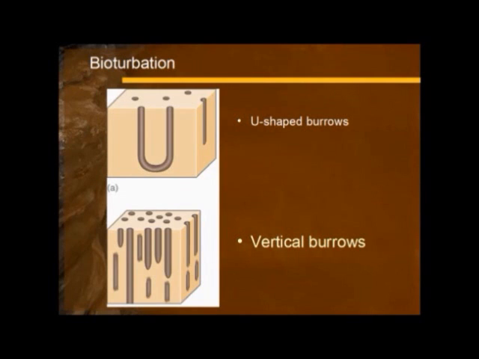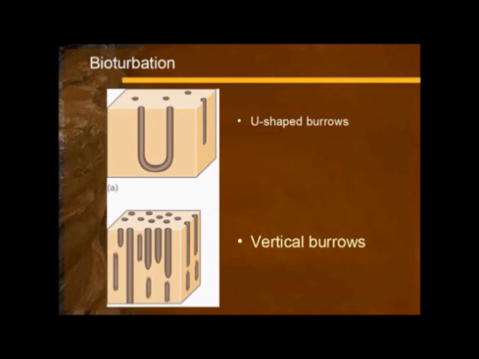Some of the variety of shapes that can be formed by bioturbation. We have U-shaped burrows, we have vertical burrows. These vertical burrows are called Skolithos. These involve a variety of behaviors from creatures. Not one single creature creates one single trace fossil, and not one trace fossil is created by one creature. Many different creatures can create the same trace fossil, and one creature could create many different trace fossils.